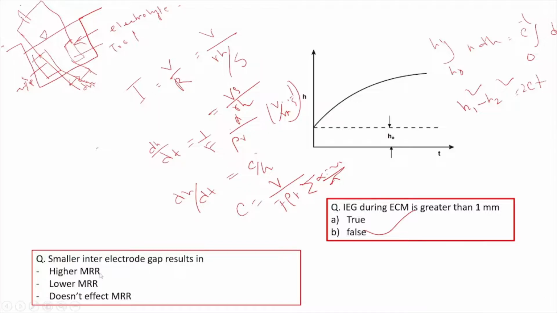Okay, the right answer is higher MRR. Because a smaller inter-electrode gap will increase the current density on the material, the material removal rate will be more, and the surface finish also will be better. So for this question, the right answer is high MRR.